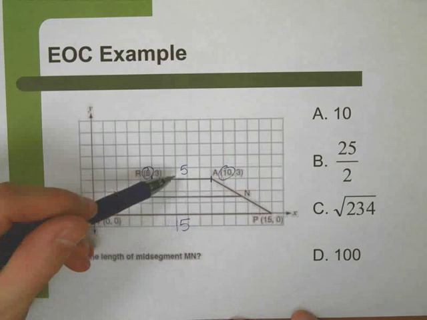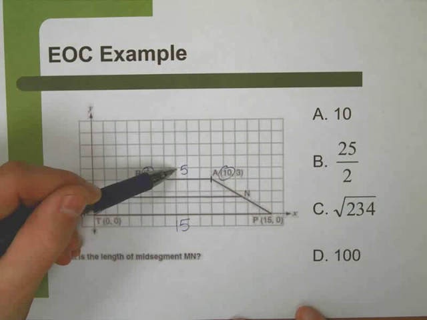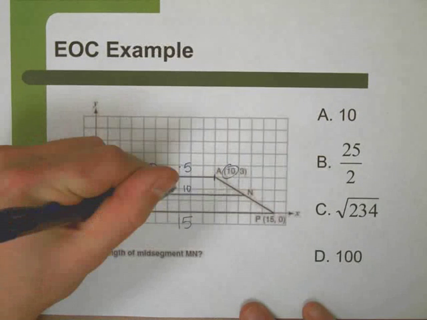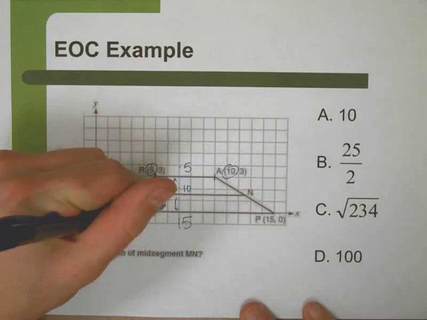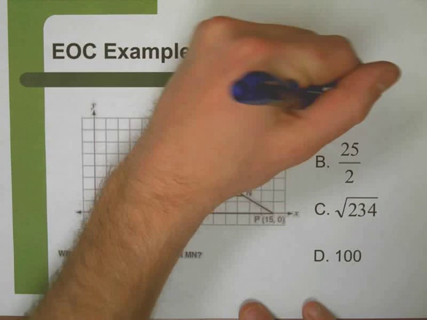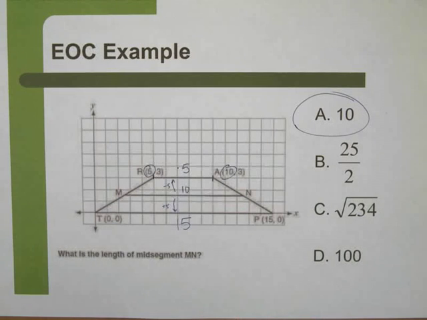Well, that means it must be 5 units. Well, what's the average of 5 and 15? 5 plus 15 is 20. 20 divided by 2 is 10. Minus 5, right? And plus 5. So I know that it checks out.